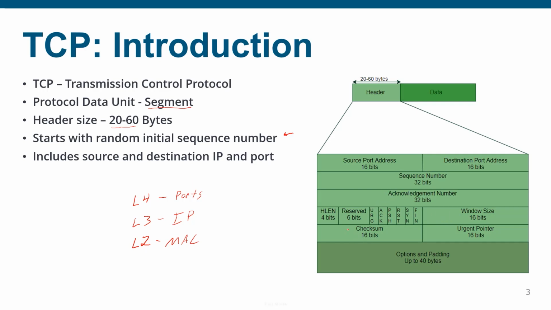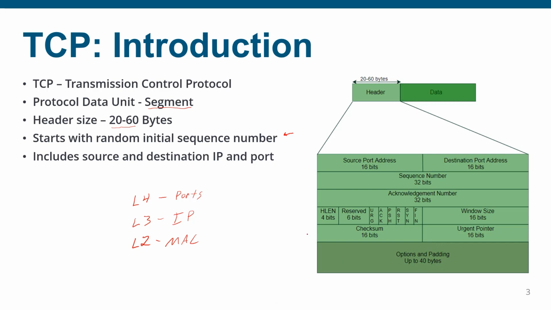We then have a checksum to do error checking for our packet and make sure that there is no degradation of our data during transmission, and then also the urgent pointer. And finally, the last 40 bytes can be additional options or padding. And recall that these 40 bytes are optional, that the minimum header size is 20 bytes, and the maximum size, which is optional, is up to 40 additional bytes, making it 60 bytes long.